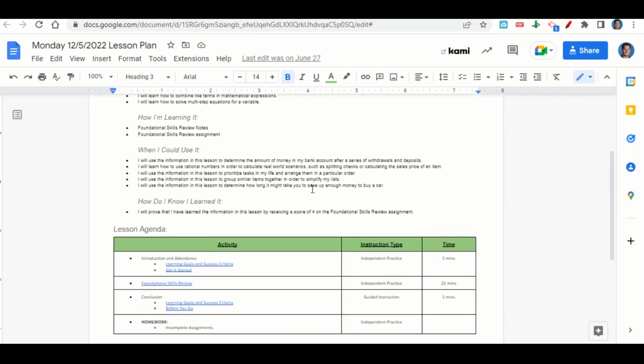Now let's take a look at our agenda for today. We will begin by going over the learning goals and success criteria. While we do that, you'll fill out your Get It Started. After that, I'll give you time to complete the Foundational Skills Review Assignment. At the end of class, we'll go back over our learning goals and success criteria while you fill out your Before You Go. Your only homework for tonight is to complete any incomplete assignments that you may have.